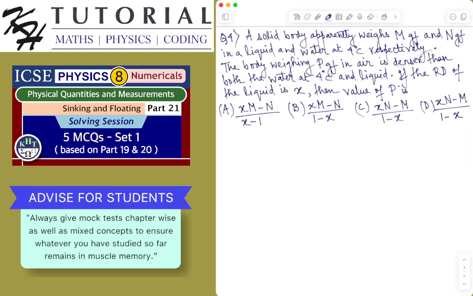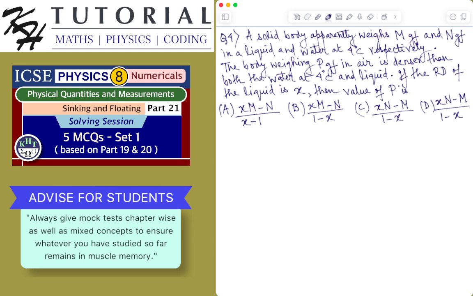A solid body apparently weighs m gram force and n gram force in a liquid and water at 4 degrees centigrade respectively. The body weighing P gram force in air is denser than both the water at 4 degrees centigrade and the liquid. If the relative density of the liquid is X, then the value of P is?